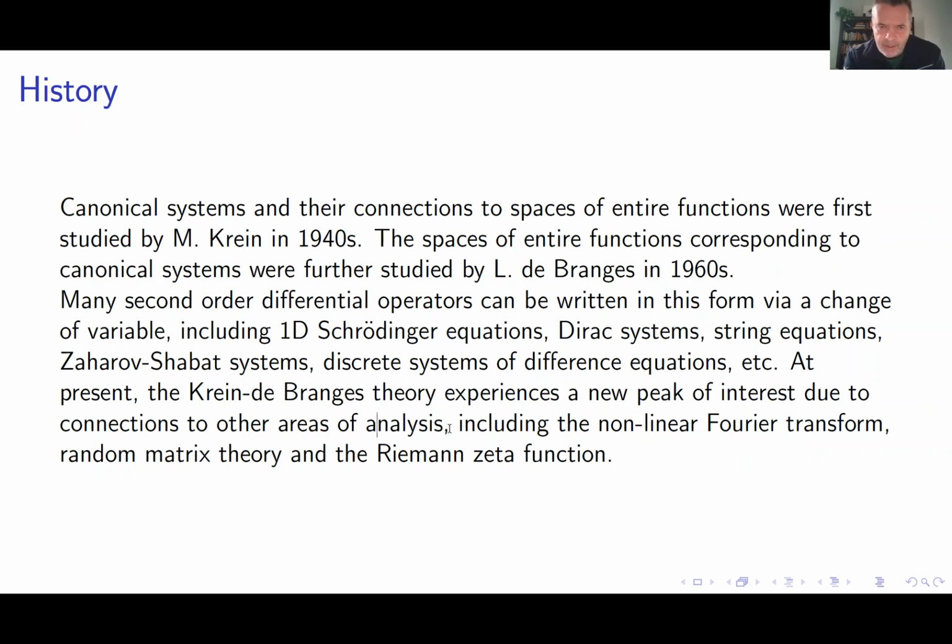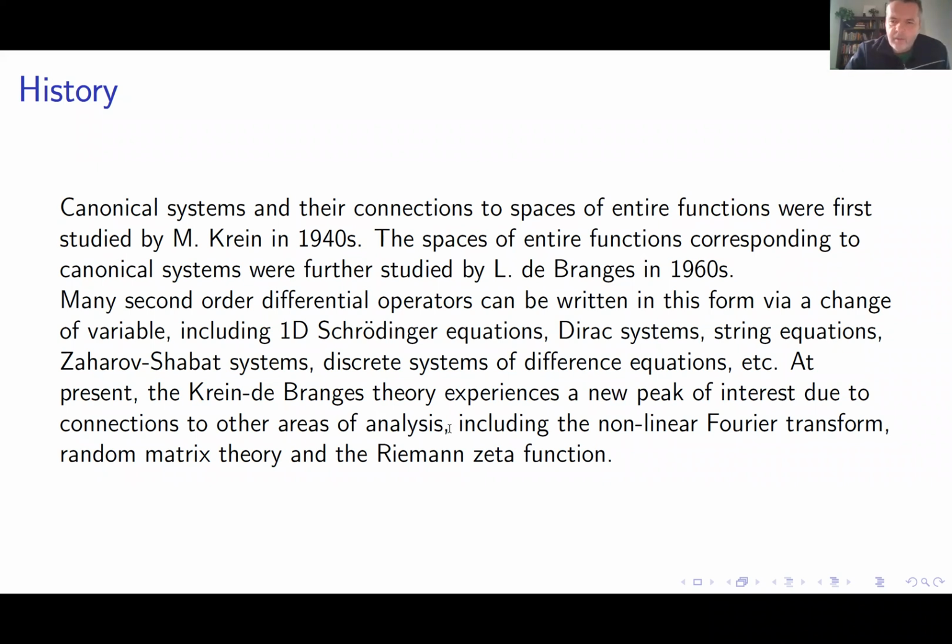But he couldn't completely formalize the theory of those Hilbert spaces of entire functions that he obtained from canonical systems. So that was done a bit later by Louis de Branges, who wrote a book published in 1968 describing the theory of de Branges spaces of entire functions. They're now called de Branges spaces, and he finished the complex analytic part of the theory.